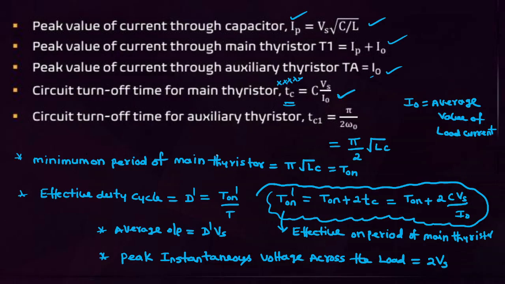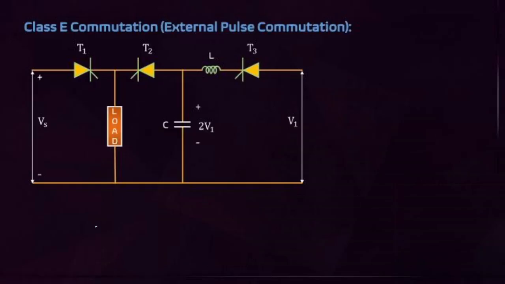These formulas are very important. The circuit turn off time question has already been framed in the GATE exam. That is CVs by I0. Then what is the circuit turn off time of the auxiliary thyristor? Pi by 2 omega naught, or pi by 2 root LC. What is the circuit turn off time of the main thyristor? CVs by I0. What is the minimum on period of the main thyristor? Pi root LC. All these points you have to concentrate on with respect to class D.